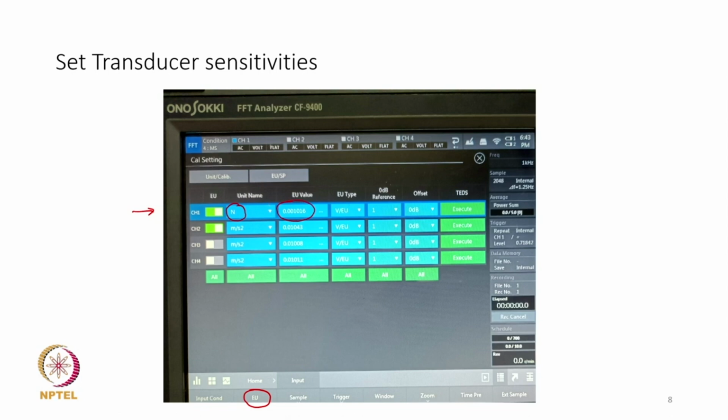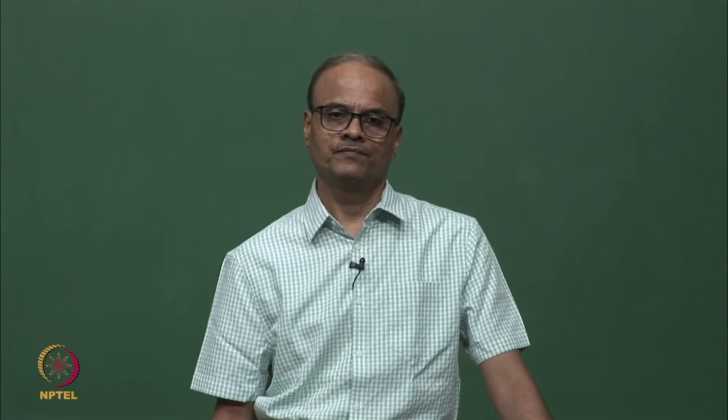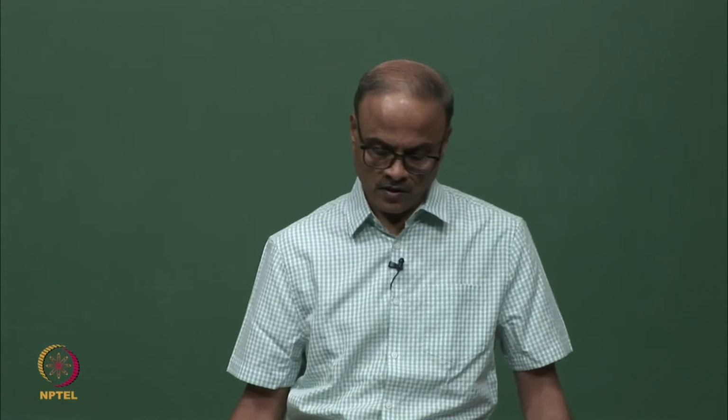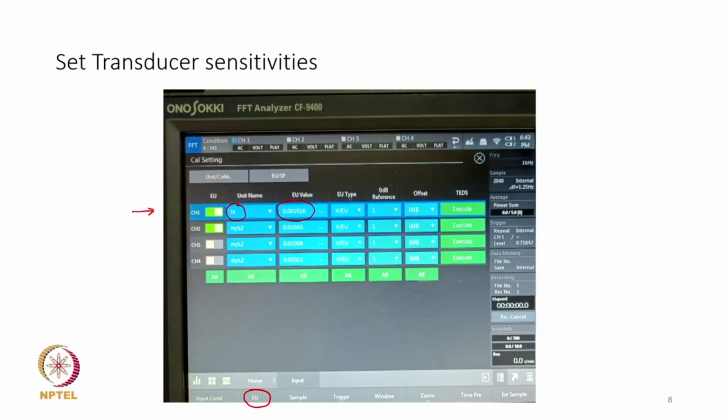Here we have given the sensitivity, which is 0.001016 volts per Newton, that is the unit of the sensitivity. And then we also indicate in the engineering unit type section that this unit indicates the voltage per unit engineering unit, which is Newton in this case. For channel 2 also, the engineering unit is meters per second square, which is the unit of acceleration, since the output of the accelerometer is being fed to channel 2.